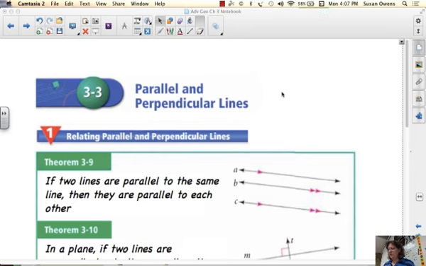Today's video is for Advanced Geometry, Chapter 3, Section 3. It is titled Parallel and Perpendicular Lines. So we only have 3 theorems in this section, and again I'll save the proofs to do in class, so this should be a fairly short video.